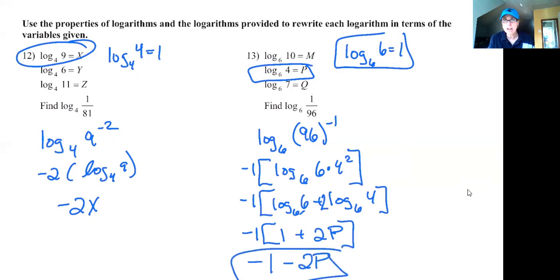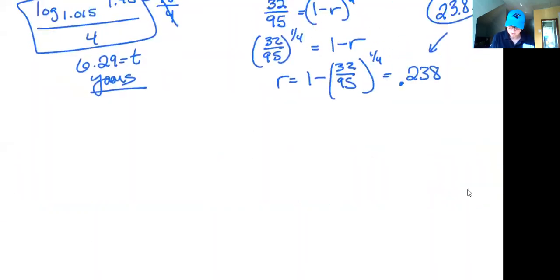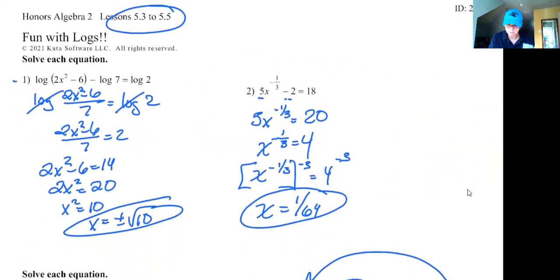All right, friends, so there we have gone through all 13 problems on this review of Fun with Logs on 5.3 to 5.5.